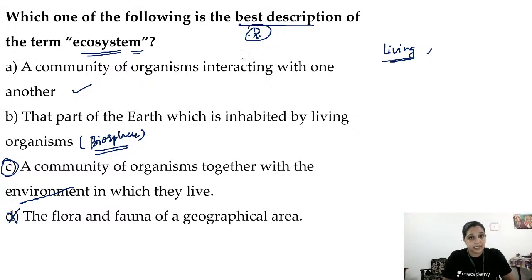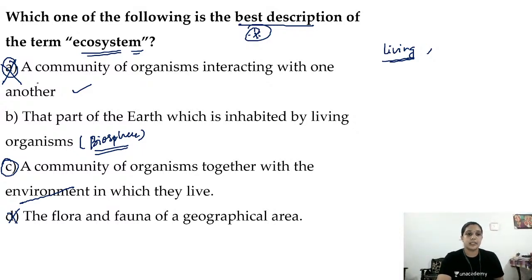See the question very clearly. Some people will immediately mark A because it seems very right. Community of organisms interacting with one another. That seems to be right. That's right, but it is not complete. They're asking you for the best description. It is not wrong, but it's not the best description. The best description is option C. Many people will get deceived by the first statement and mark that as the answer. It is wrong. Clear? Yes.